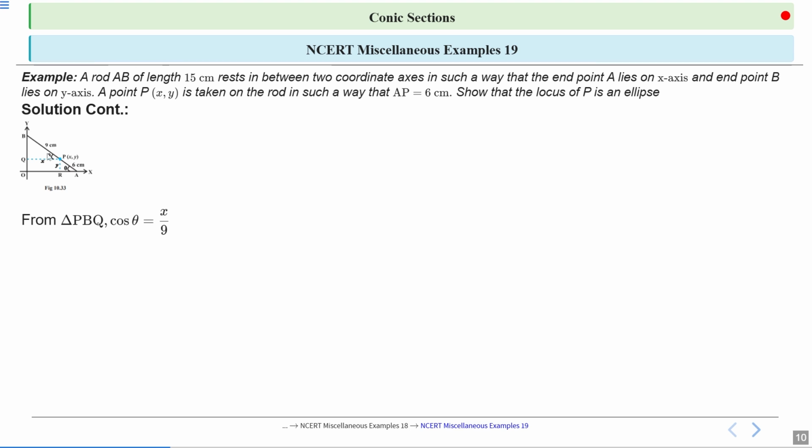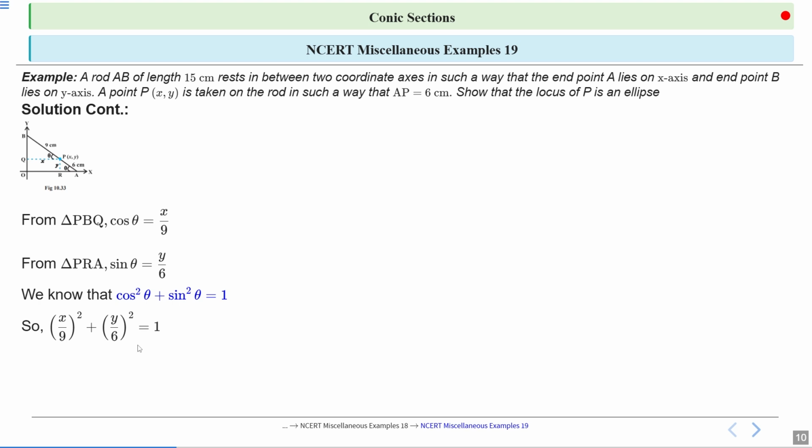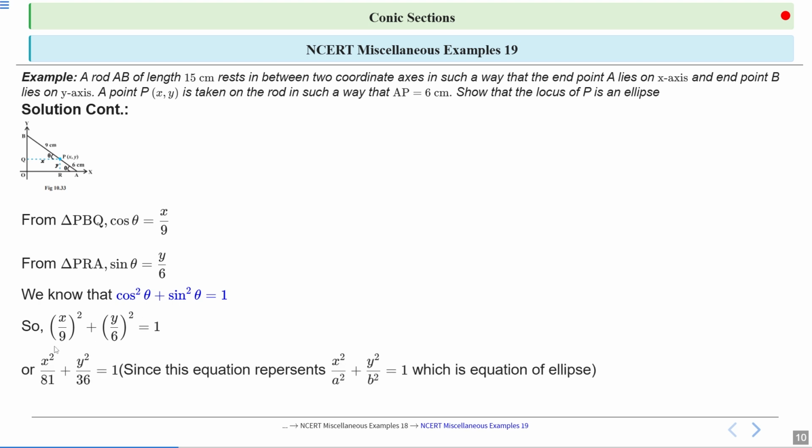So from triangle PBQ, we obtain cos theta is equal to x upon 9, and from triangle PRA, we obtain sin theta is equal to y upon 6. We know that cos square theta plus sin square theta is equal to 1. So (x upon 9) whole square plus (y upon 6) whole square is equal to 1. This equation can be written as x square upon 81 plus y square upon 36 is equal to 1.